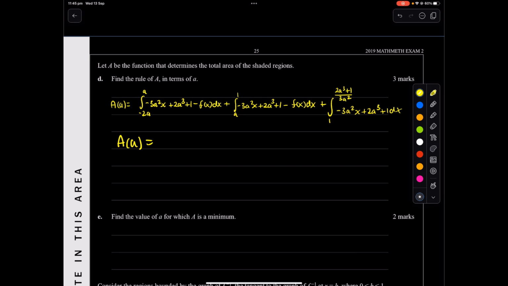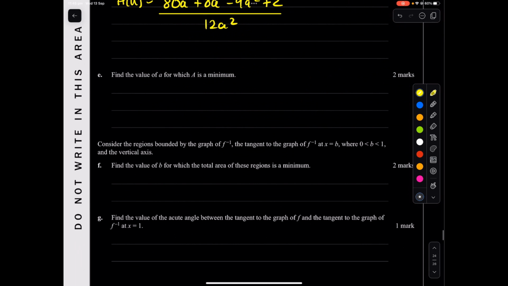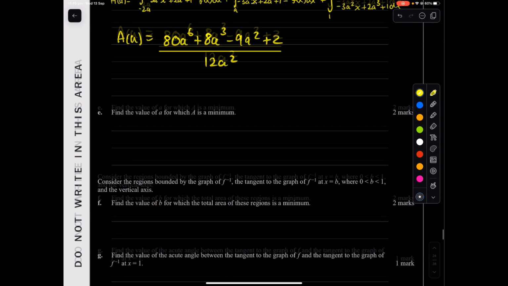Let's write that. A of a equals a power 6 plus 8a power 3 minus a squared plus 2 all over 12a squared. Done. Find the value of a for which the area is minimum.